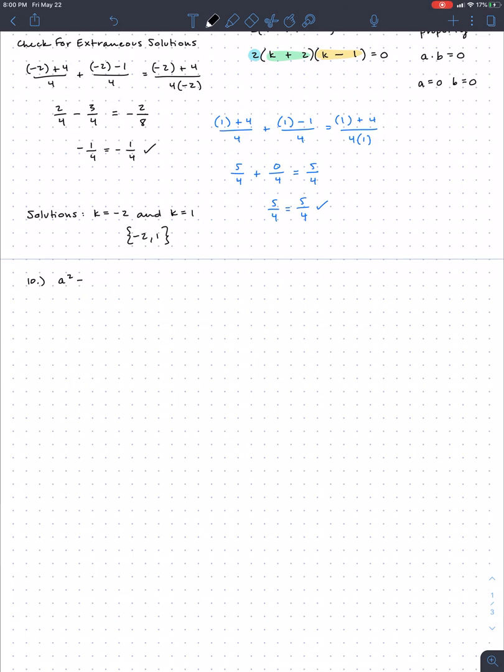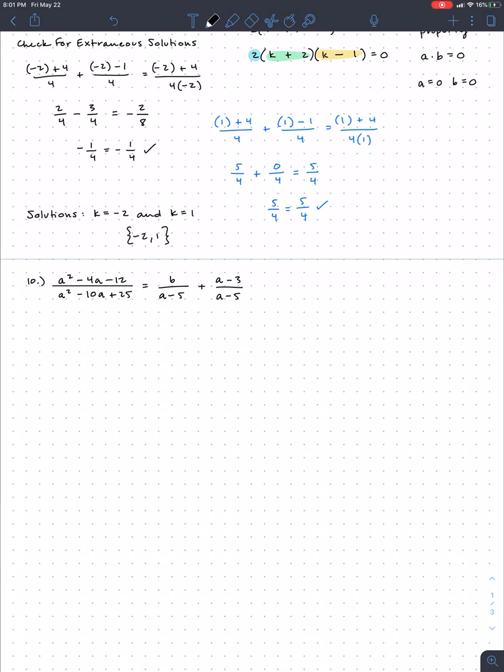a squared minus 4a minus 12 and also a squared minus 10a plus 25 is equal to 6 over a minus 5 plus a minus 3 over a minus 5.